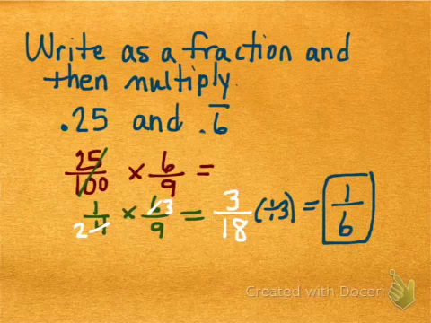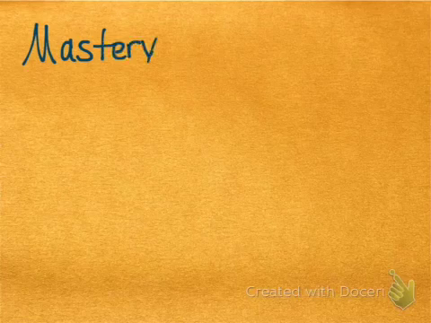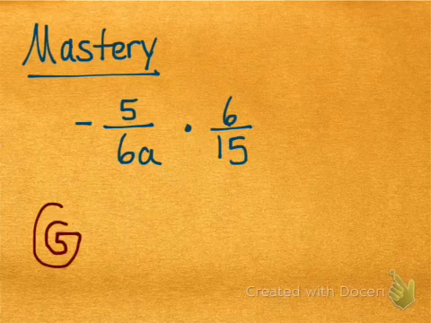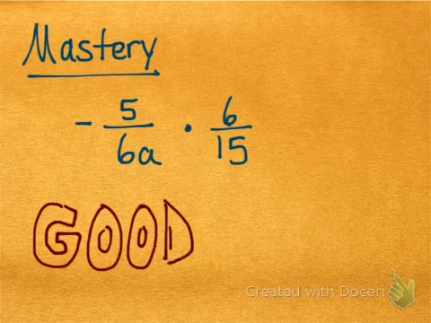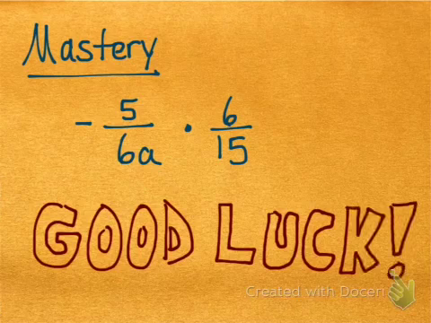It's just that sometimes you have a variable or negative numbers. All right? Here's your mastery. When you solve this, save this for tomorrow. It's one of the things I check tomorrow, before you can get your work. So negative 5 over 6a times 6 over 15. Good luck. Remember to cross cancel there and multiply and then simplify your answer. Good luck.